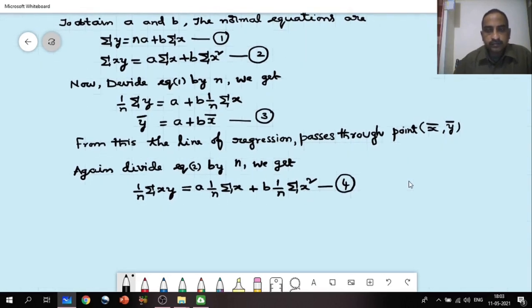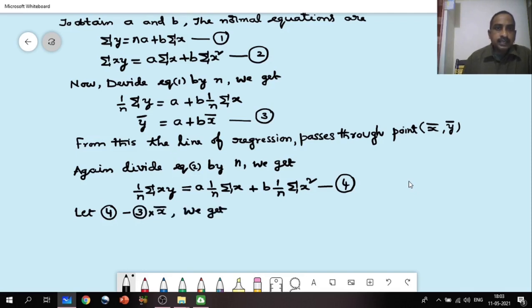So now you can do equation 4 minus equation 3 into x bar. So this is equation 4, and this is equation 3. Equation 3 is multiplied with x bar, so we get 1 by n summation xy minus x bar into y bar, which is nothing but x bar y bar. So the left hand side component is over.